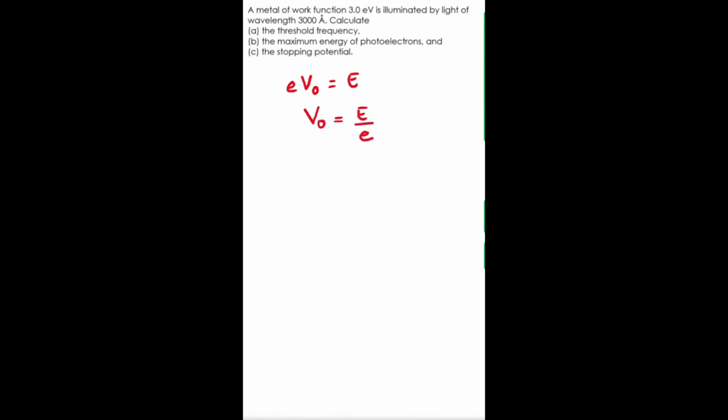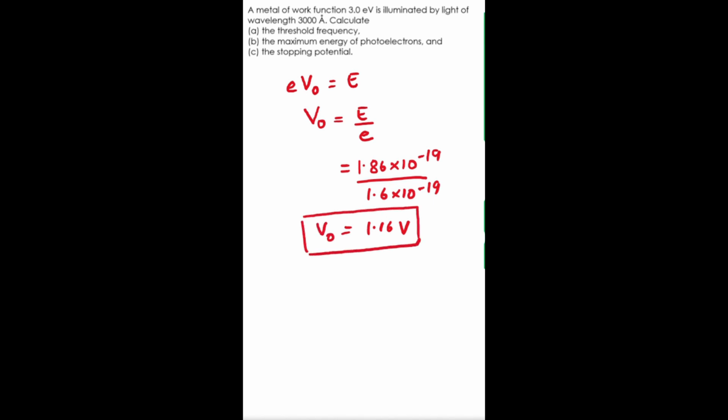So E here must be in joules, which is 1.86 into 10 raised to minus 19, divided by the charge on a single electron, that is 1.6 into 10 raised to minus 19. We get here 1.16 volts. This is our stopping potential, which is given across the anode to stop the electrons which are coming from the metal plate.